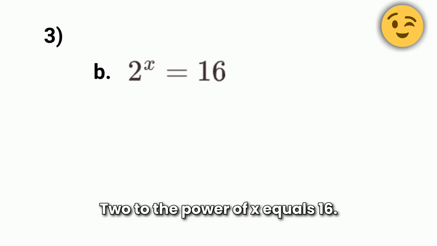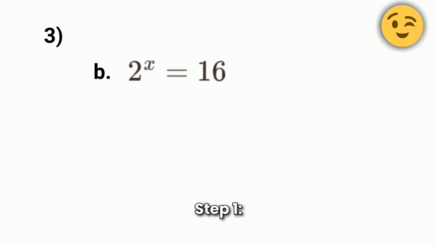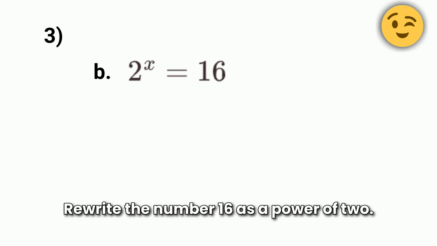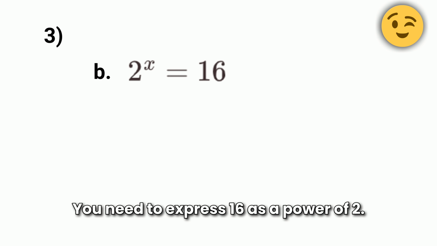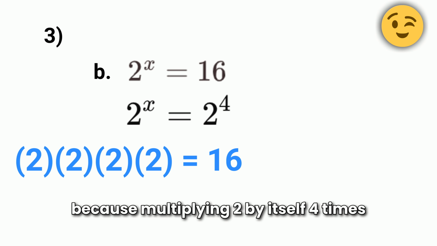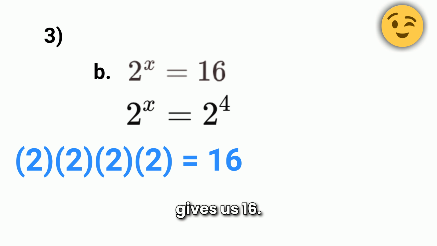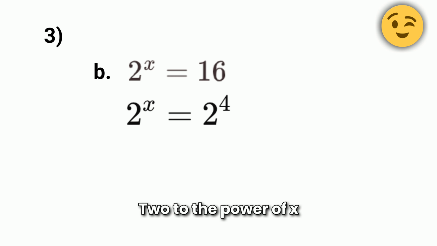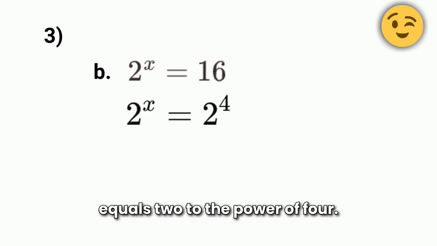2 to the power of x equals 16. Step 1. Rewrite the number 16 as a power of 2. You need to express 16 as a power of 2. 16 is the same as 2 raised to the fourth power, because multiplying 2 by itself 4 times gives us 16. 2 to the power of x equals 2 to the power of 4.